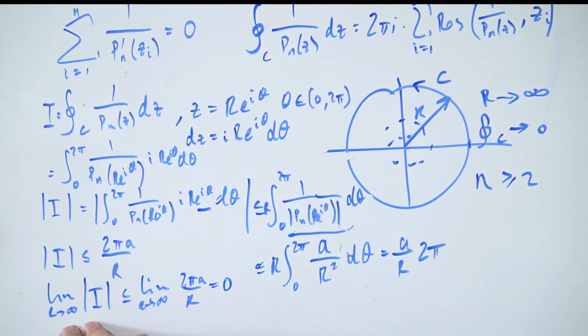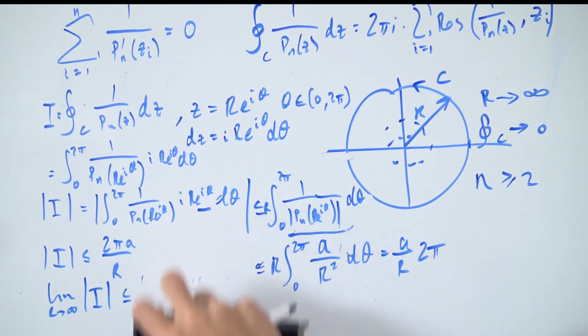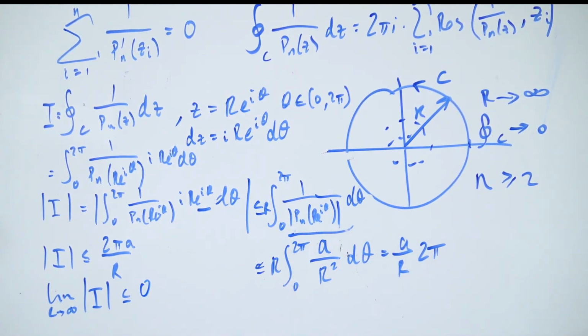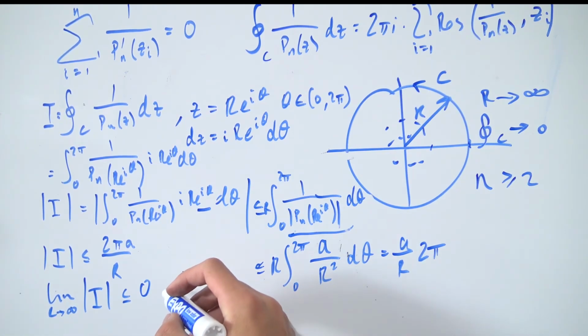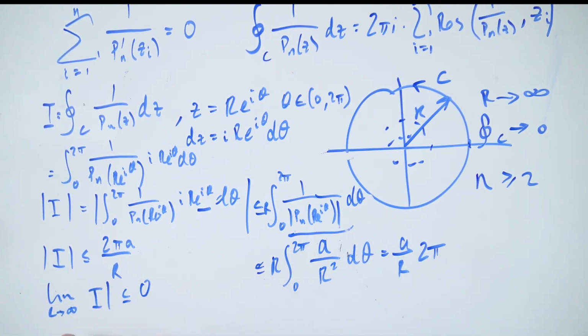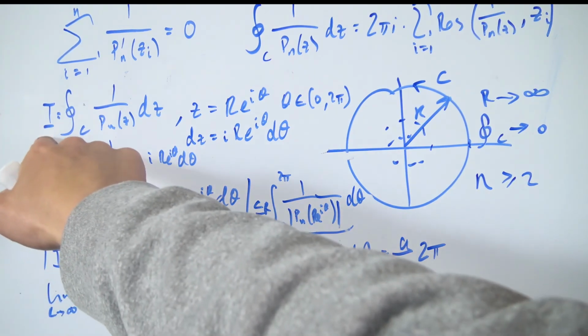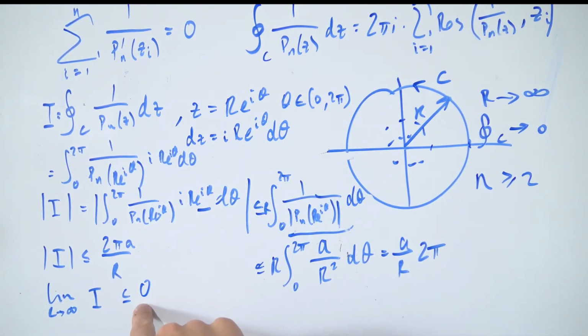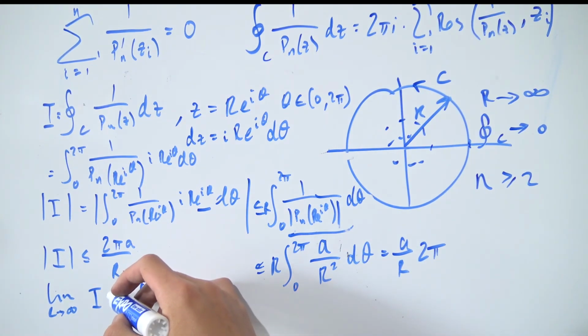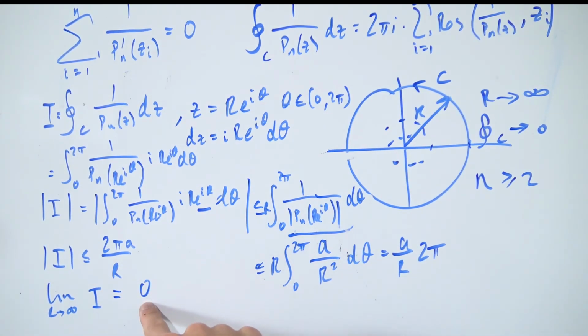So that means that the limit as r approaches infinity of our I is less than or equal to 0. And notice that this absolute value is always positive. So the only way for a positive number to be less than or equal to 0 is if this positive number is 0 itself. So we can ignore these absolute values, and we can say that the limit as r approaches infinity of our contour integral I is equal to 0, because the only way for a positive number to be less than or equal to 0 is if it's 0 itself.